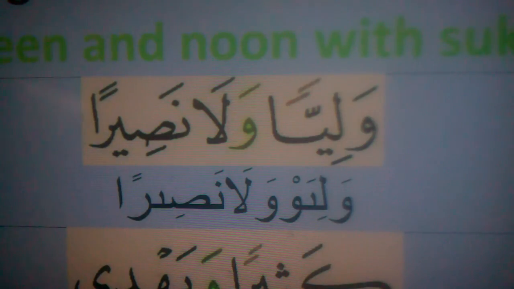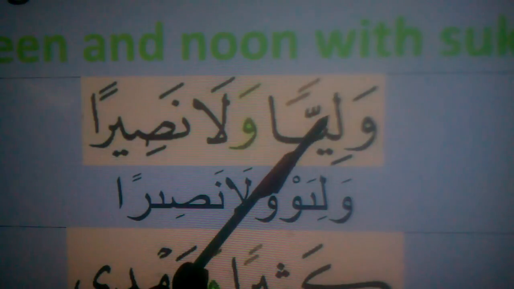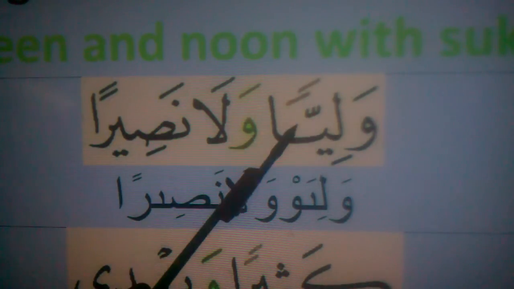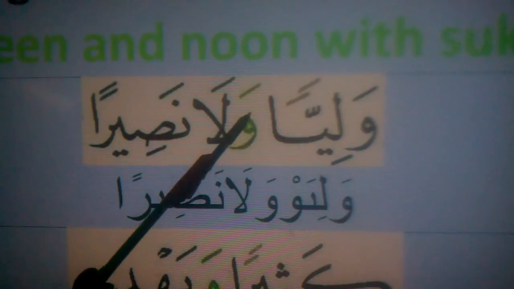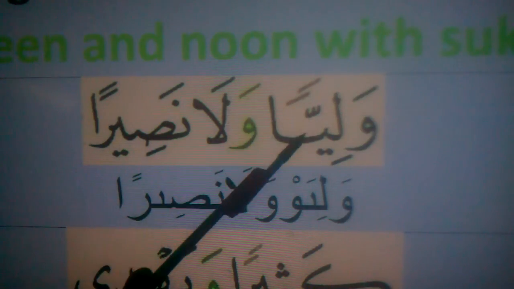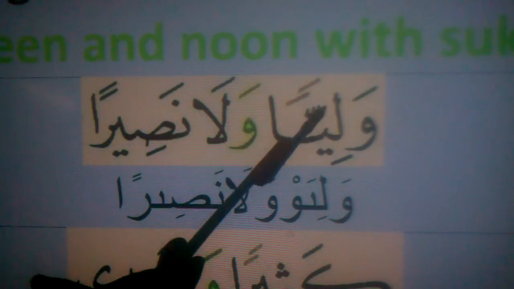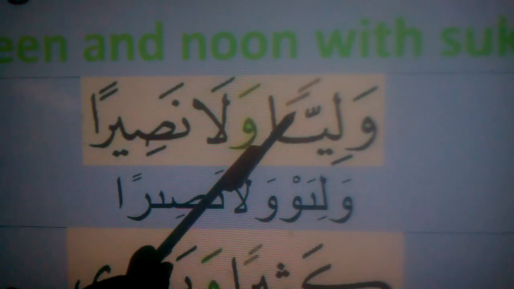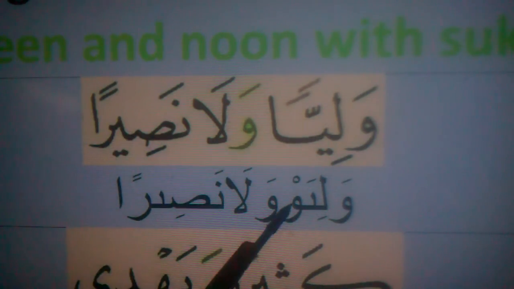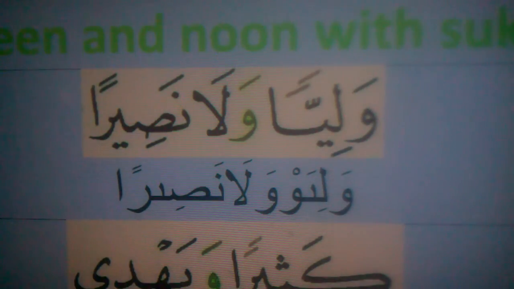Sorry, I missed the two dots under the ya. The main thing is to connect the ya to the waw. Holding two seconds would be good. وَلِيًّا وَلَا نَصِيرًا. This is how it appears in the Quran. Those who do not know the rules of the Quran, mostly they might read it this way. No. وَلِيًّا وَلَا نَصِيرًا. Inshallah, let's go to the next one.